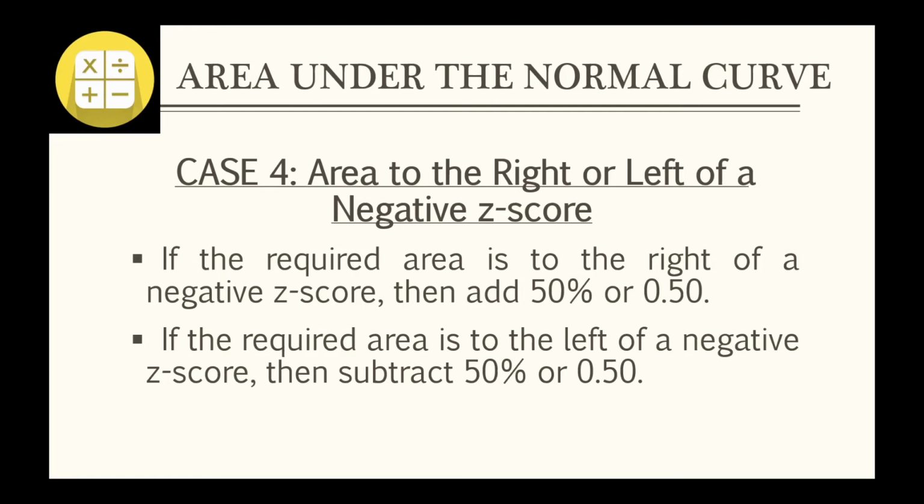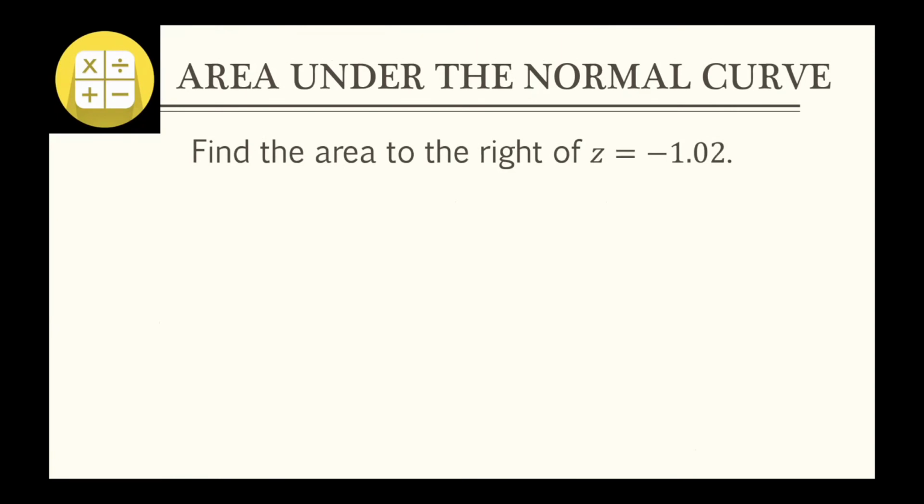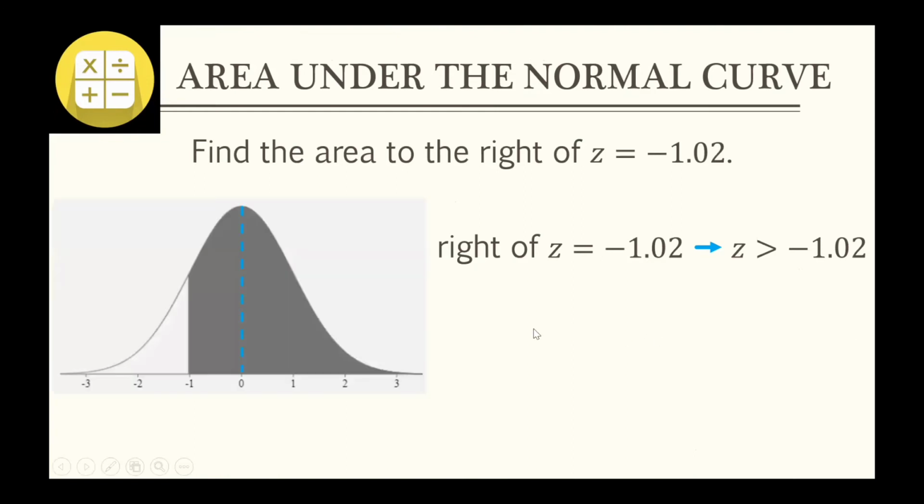Let's have example number 1. Find the area to the right of z equals negative 1.02. When we say to the right of z equals negative 1.02, that is also z greater than negative 1.02. To draw the normal curve, that is negative 1.02 from the left side of the mean to the right side of the normal curve.